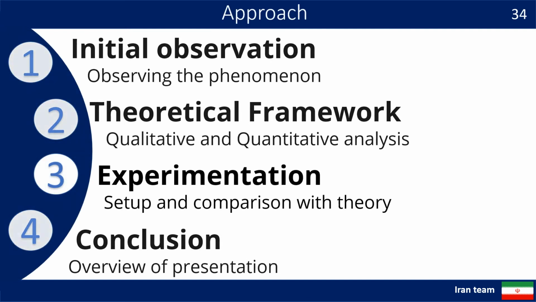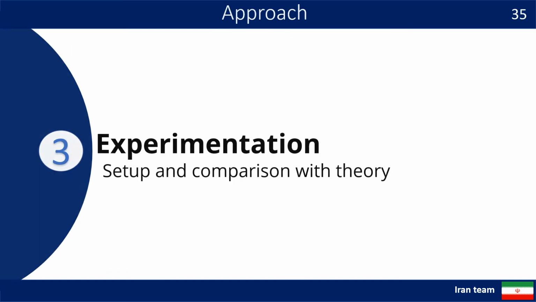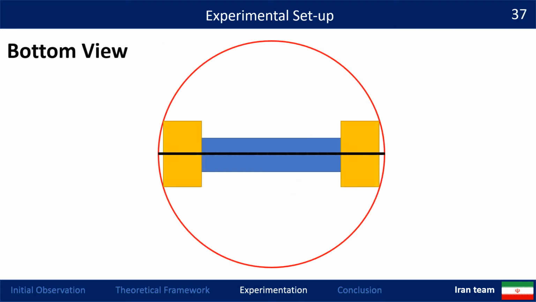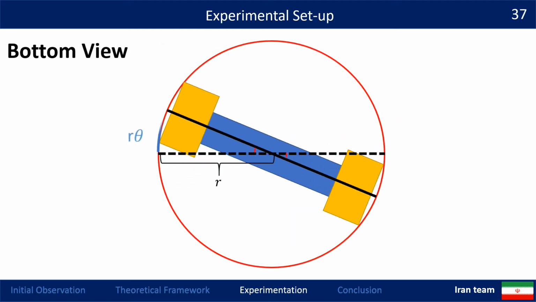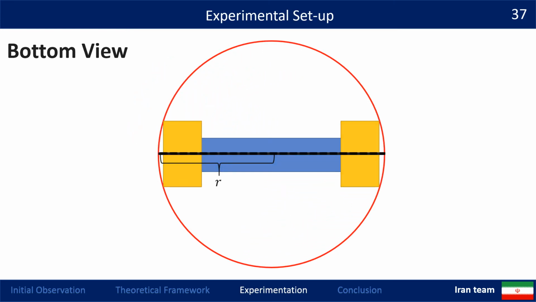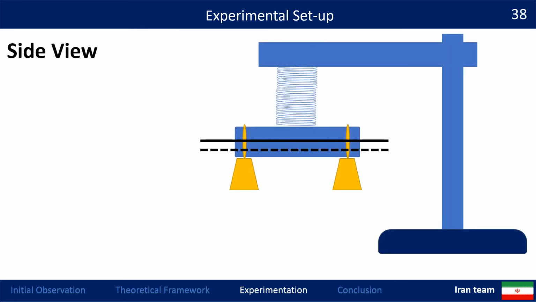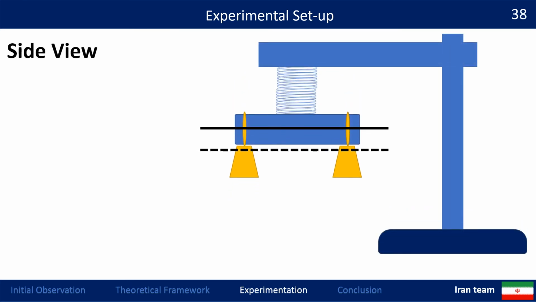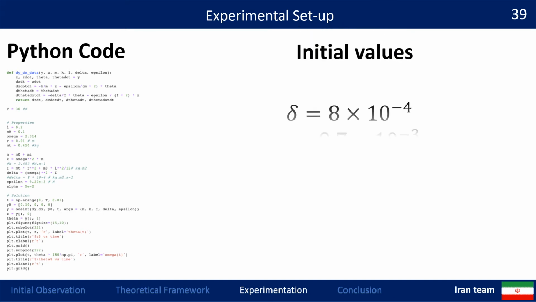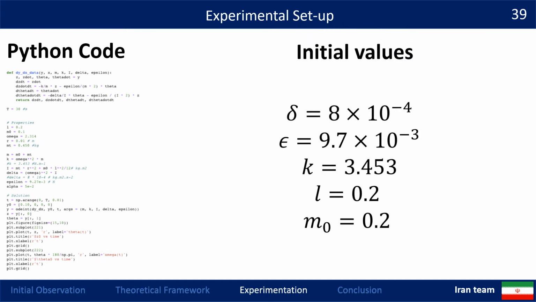So now we're going to move on to our experimentation. Our experimental setup was as follows. We had two cameras which measured z and theta from the side view and the bottom view. The bottom view will look something like this. We can easily measure the angle by dividing the arc by the radius. The side view is very straightforward to measure. We then transformed the data we gathered using Python code, and we substituted in the initial values which we found empirically.